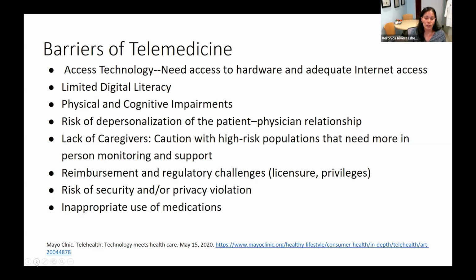There's a potential risk for security and privacy violations. And there's also a risk of using telemedicine in the setting of inappropriate prescribing. For medications that need closer monitoring and observation, this might be a higher risk.